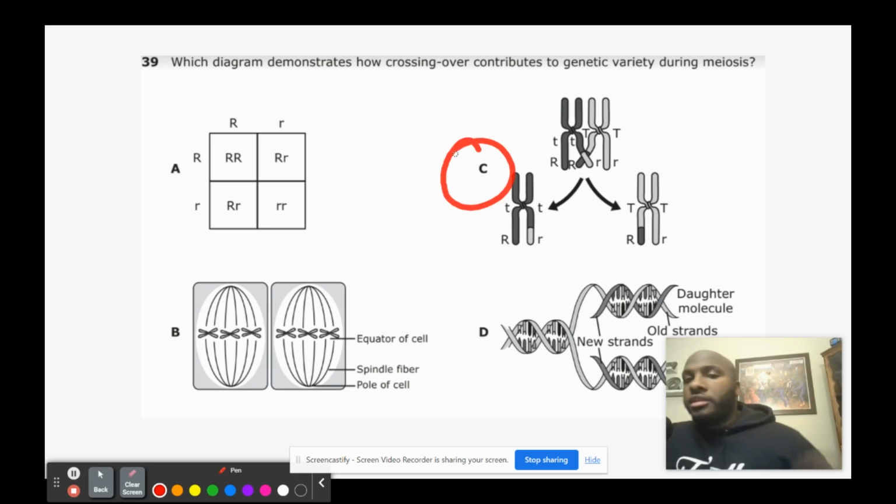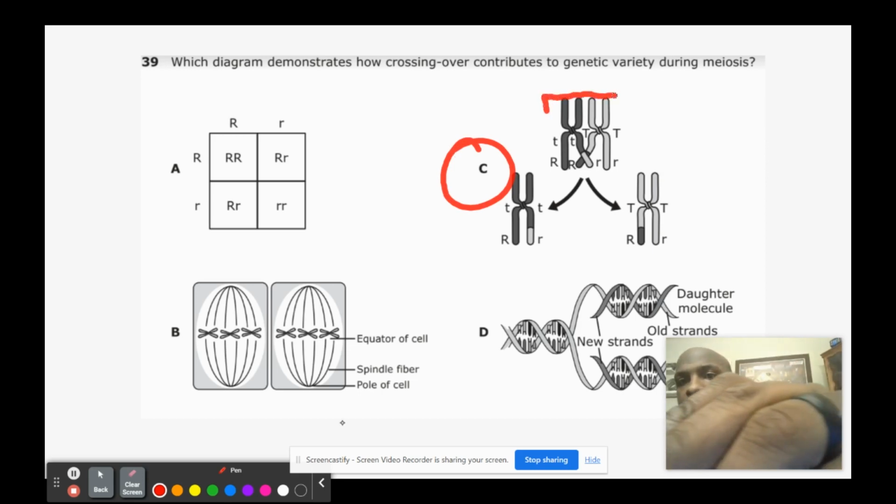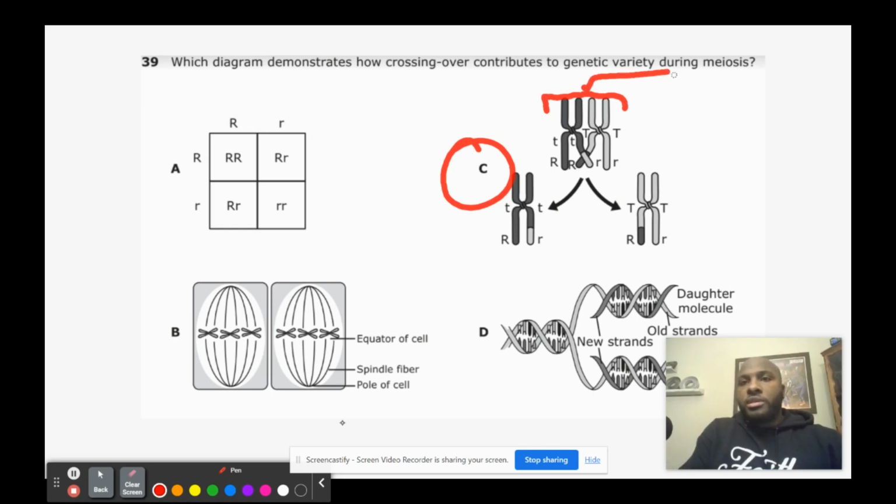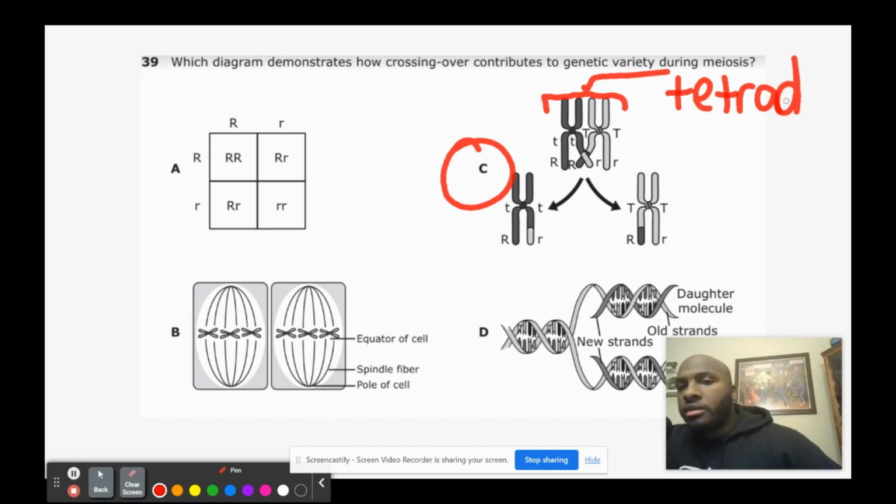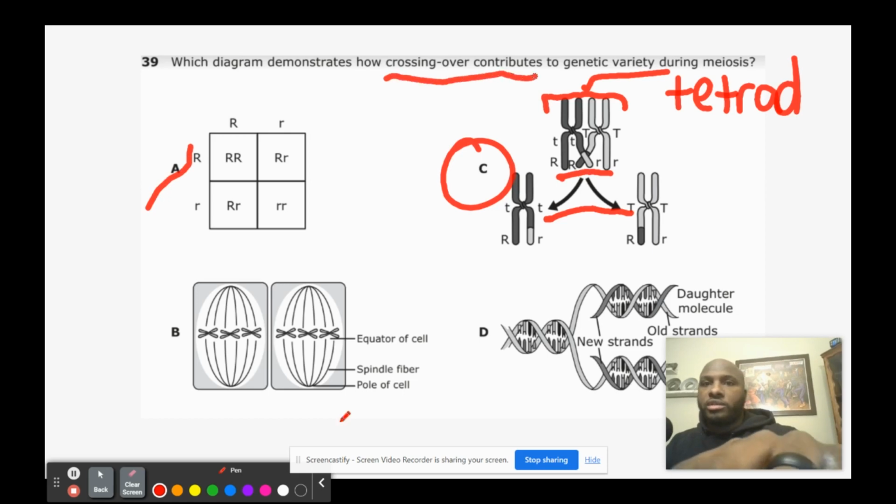Again, this is where the tetrad forms. We know when we see two homologous chromosomes pairing up with each other, they form a tetrad. And the reason they're pairing up is so that they can share information. So they share information, they cross over, and now we get the genetic variation that we're looking for out of this. So A is not a correct answer, because even if I didn't know what crossing over was, we could go by process of elimination. I know A is not correct because A is a Punnett square, so that has nothing to do with crossing over.